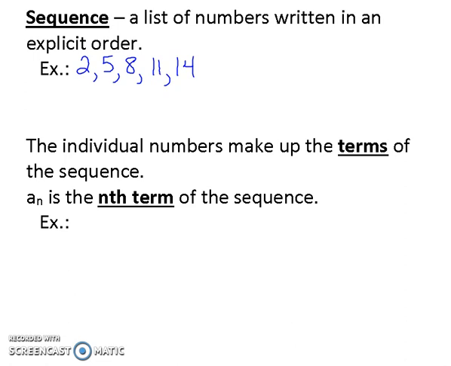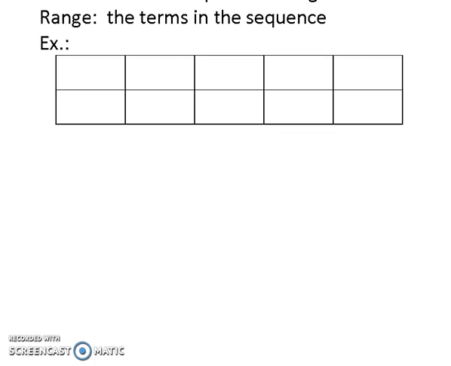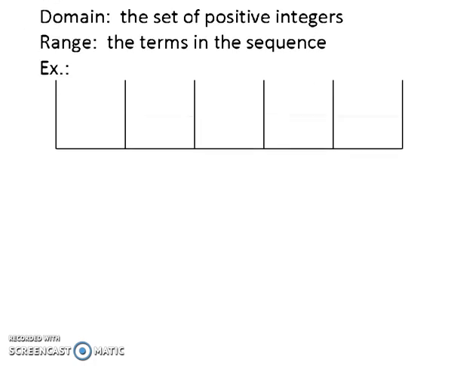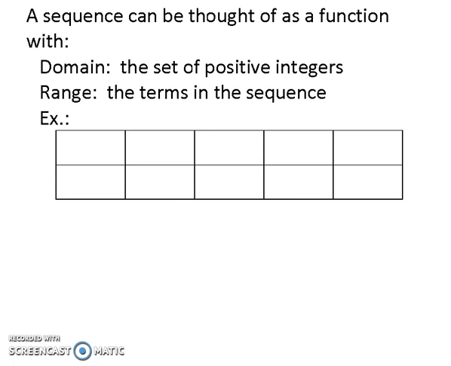a sub n is the nth term of the sequence. So for example, I would say that a sub 3 is 8. The third term of the sequence is 8. Okay? A sequence can also be thought of as a function. So the domain would be the set of positive integers. So that's basically the term number. So term number 1, 2, 3, 4, 5. And then the range are the actual terms in the sequence. 2, 5, 8, 11, 14.